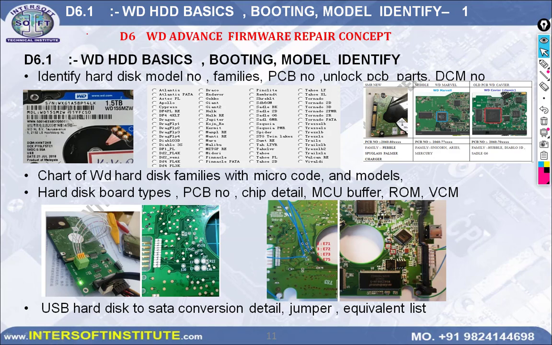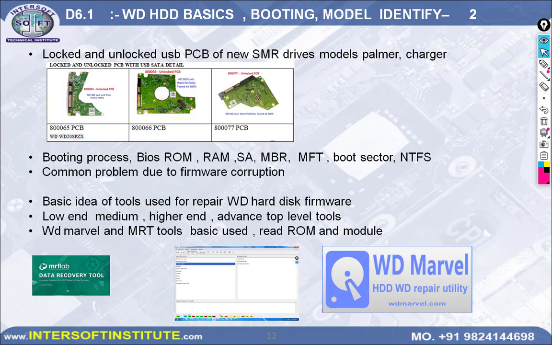Next, chapter 1, D6.1, WD hard disk basic booting: how to identify the model number, what a DCM is, what an MLC is, how to identify which family of hard disk it is, what the PCB types are, Marvel, new families, how to convert USB to SATA, what jumper pins are, how to make a jumper. Everything is stored here, USB to SATA conversion. We have this in the videos. What an unlock PCB is and how to convert an unlock PCB, which type of PCB to convert, 800656622 and all those PCB numbers.